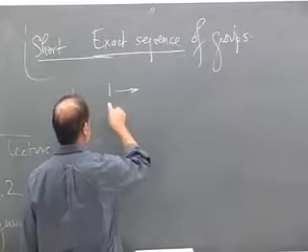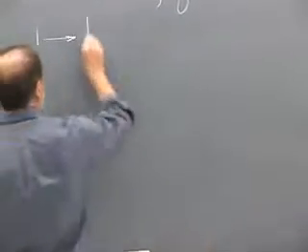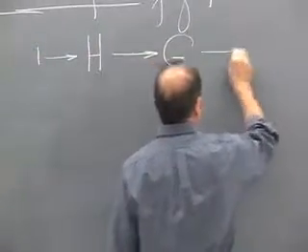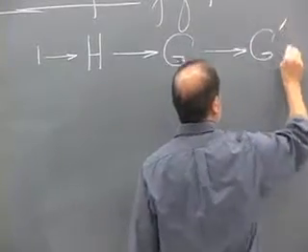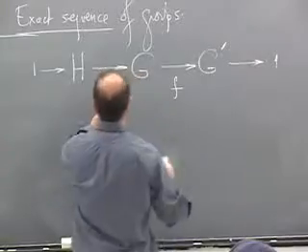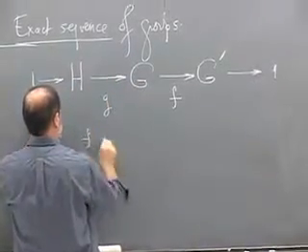A short exact sequence of groups is a diagram of 5 groups. You start off with the identity group, that's called the identity group, 1. Then you have a subgroup H. Then you have a group G. Then you have a group G prime. And then you have another group 1. And everything in this is a group homomorphism.